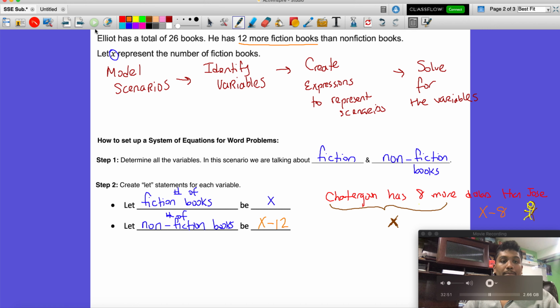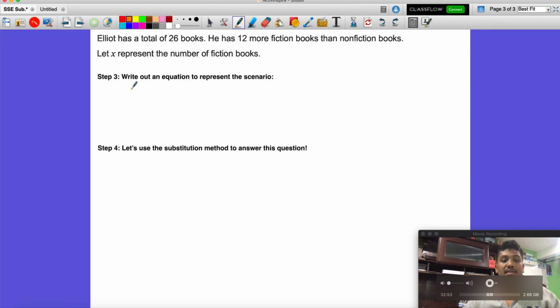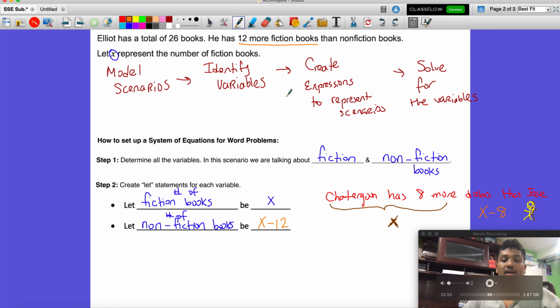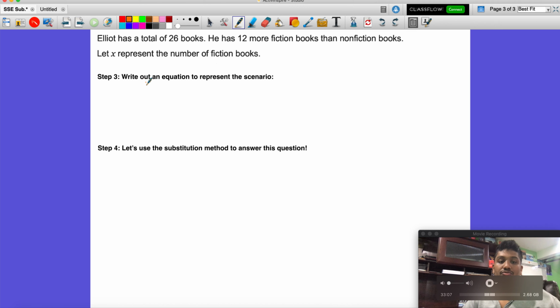Okay, so now into step 3, and let me just go back really quickly, right? We identified variables, we created expressions. Remember, an expression is something without an equal sign, so these are expressions that represent the scenario. The last thing to do is then to solve. So in step 3 now, it says write out an equation to represent the scenario.